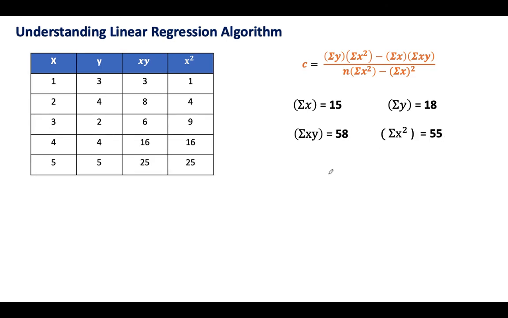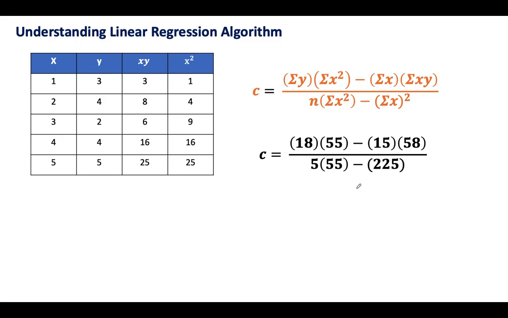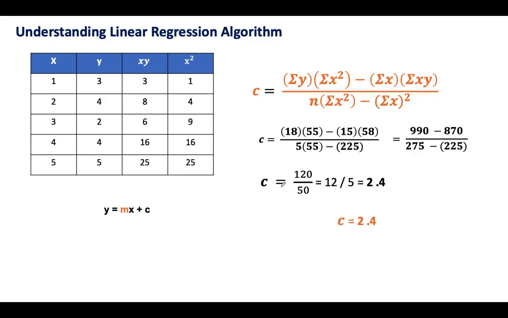Okay. So what would be the summation of x whole square? That is 15 whole square, and that would be 225. Okay. Now we'll plug in all these things and we'll see that c equals 120 by 50, and that is 12 by 5, which is 2.4. Right. Now our main goal is to find the m.